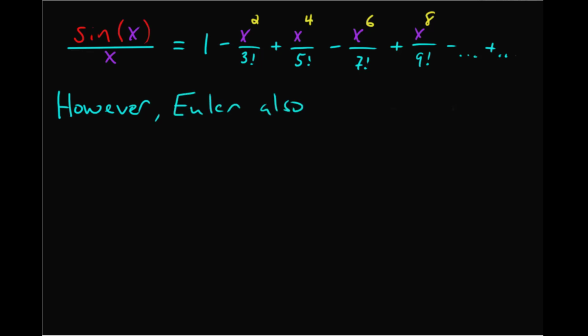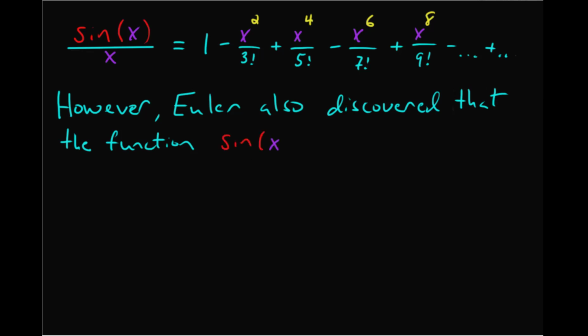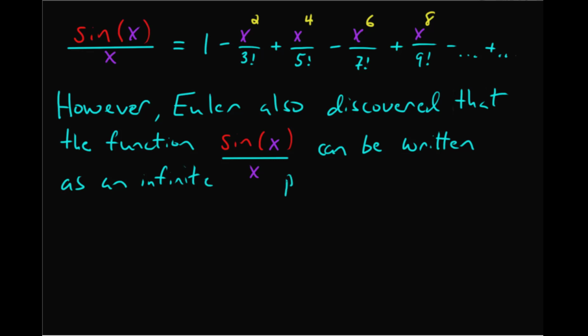which was known not only to Euler, but known by all of his mathematical contemporaries. But Euler went a step further and discovered that the function sine of x over x can also be written as an infinite product, which I'll display in a moment. But if you're at all mystified by that idea that sine of x over x can be written as an infinite product, I encourage you to see my previous video on the infinite product expansion for sine x, where I lay out how Euler made that amazing discovery.